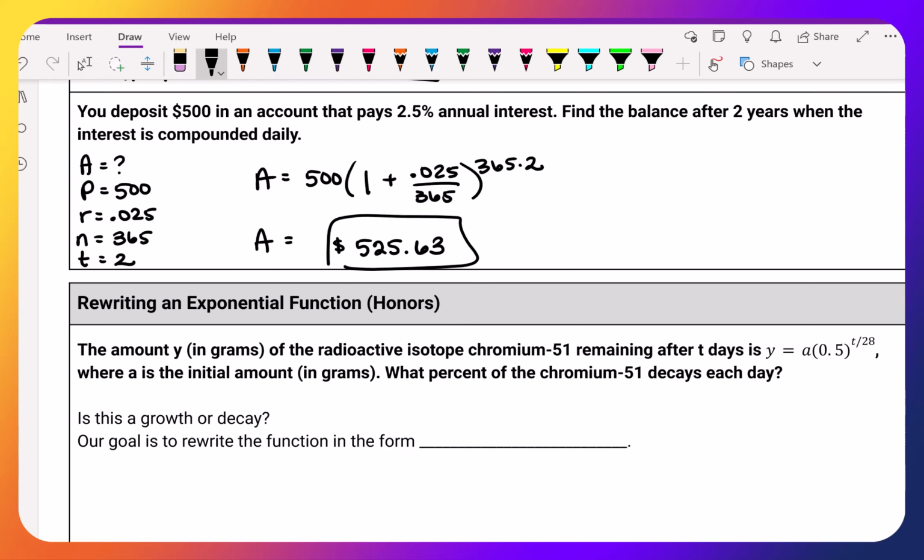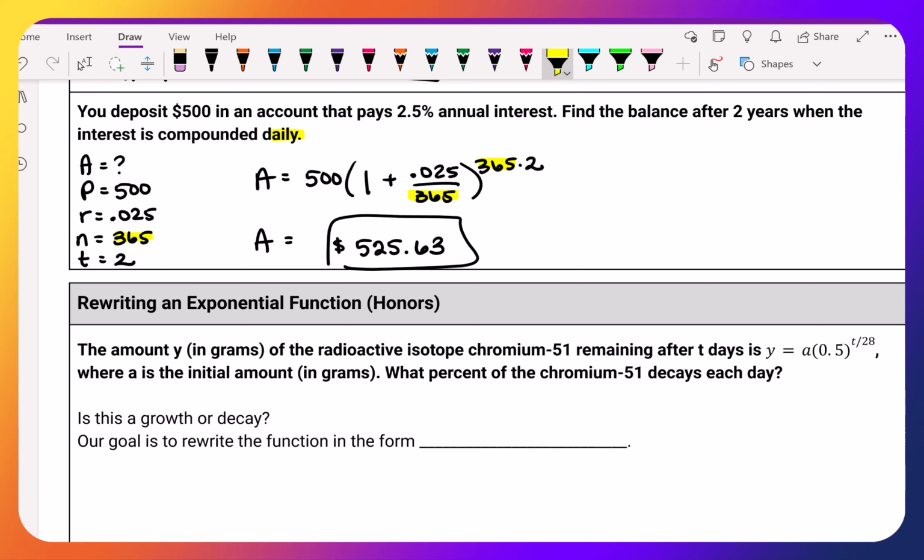Okay, so I got $525.63. It is a little bit different because it says it's compounded daily. So that's your 365, which goes here and here. But everything else is basically the same thing. So just let me know if you have any questions on that one.